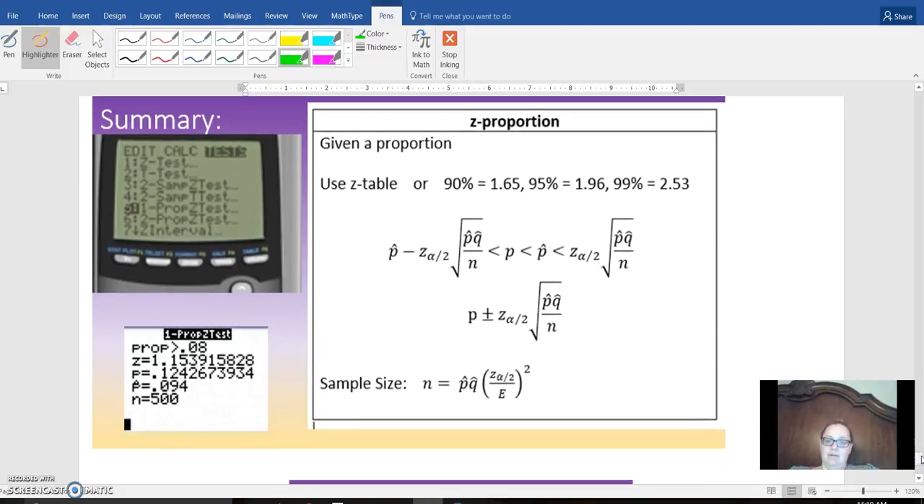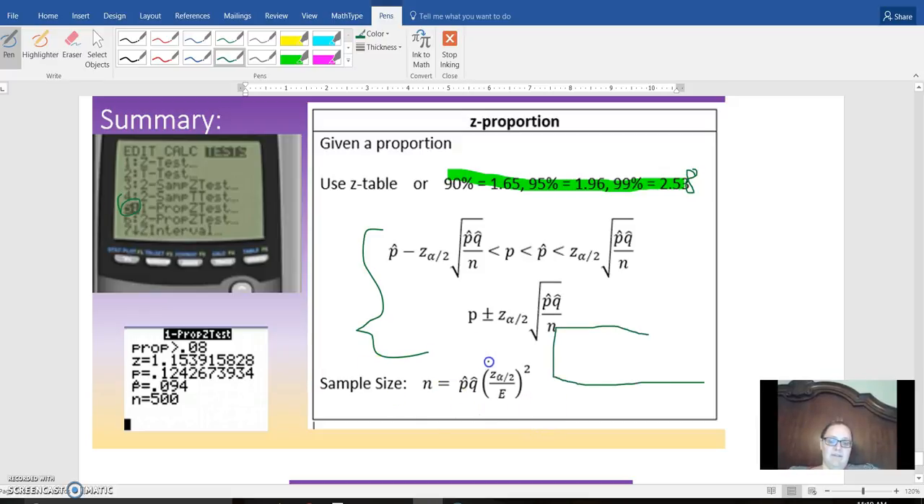All right, so Z proportion. You're given a proportion. 32 out of 50 people say that they shower 3 times a week or less. I don't know. I totally made that up because I know I have to go take a shower this morning. And then you can use the Z table if you want to, or you can just use this right here. You can use these formulas, or you can just go ahead and use the calculator.